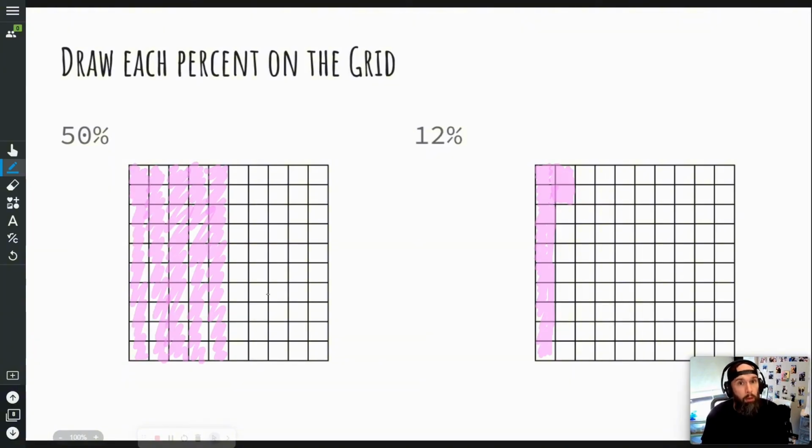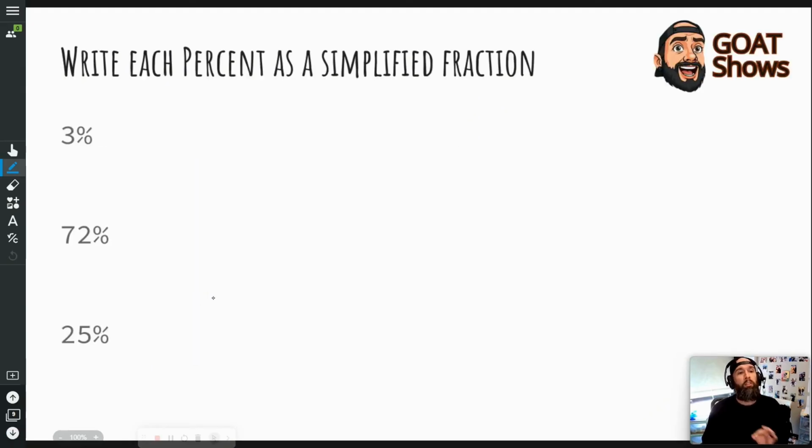So if you're looking at your cell phone and you're looking at the battery and it says 12%, you're basically almost dead. If you're at 50%, you're in okay shape. Okay? Let's move on to something different.